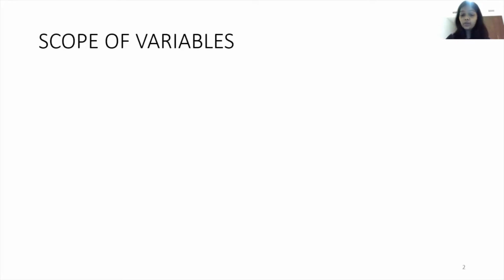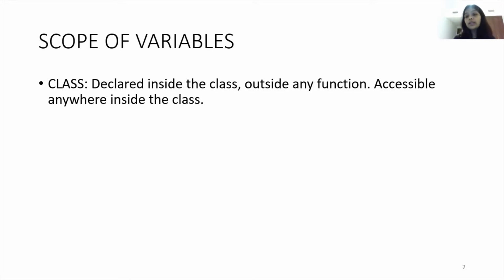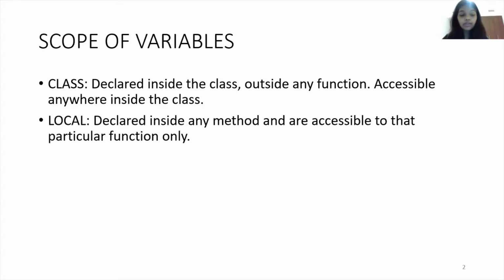There are three scopes of variables, that is a class variable, a local variable, and a block variable. A class variable is one which is declared anywhere inside the class, outside any function, and this variable is accessible anywhere inside the class.